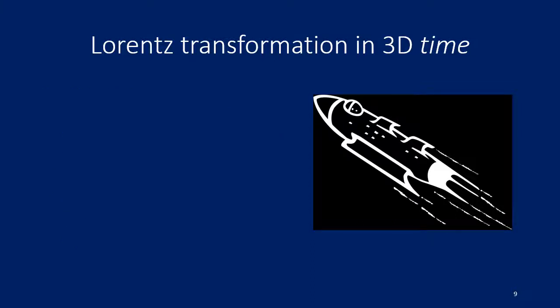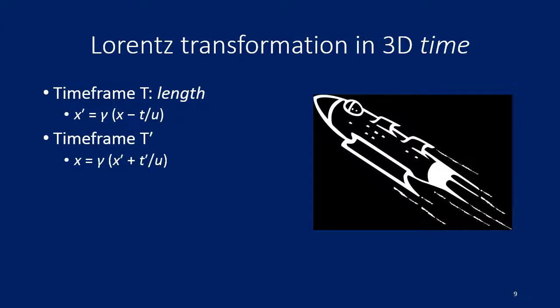We're going to put this together in two ways. First, look at the time frame t with length. x prime equals gamma again, but x minus t over u, the linearity. And time frame t prime has x equals gamma times x prime plus t prime over u.